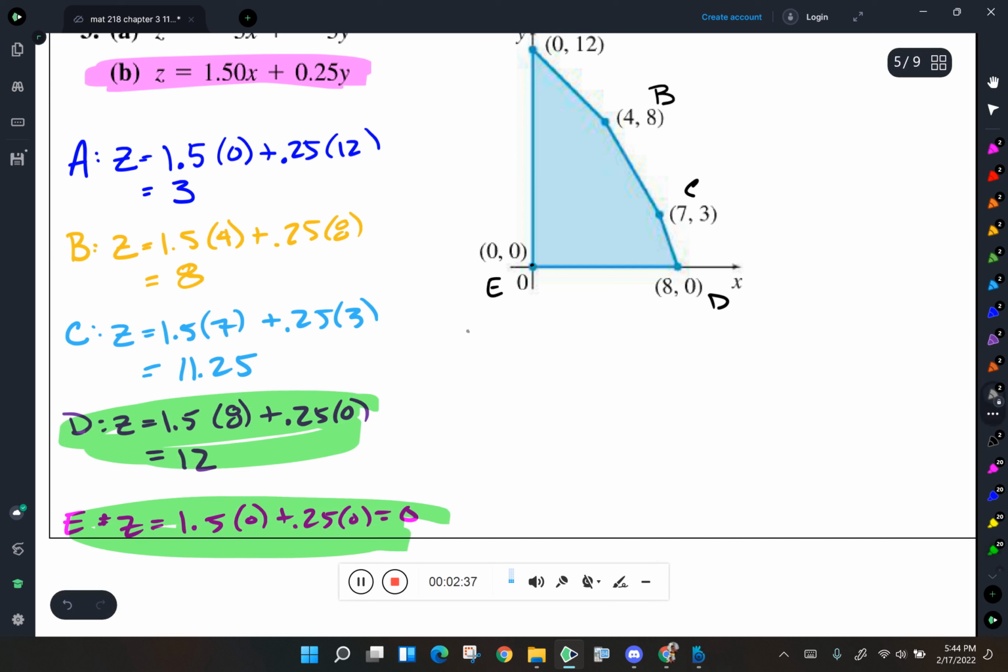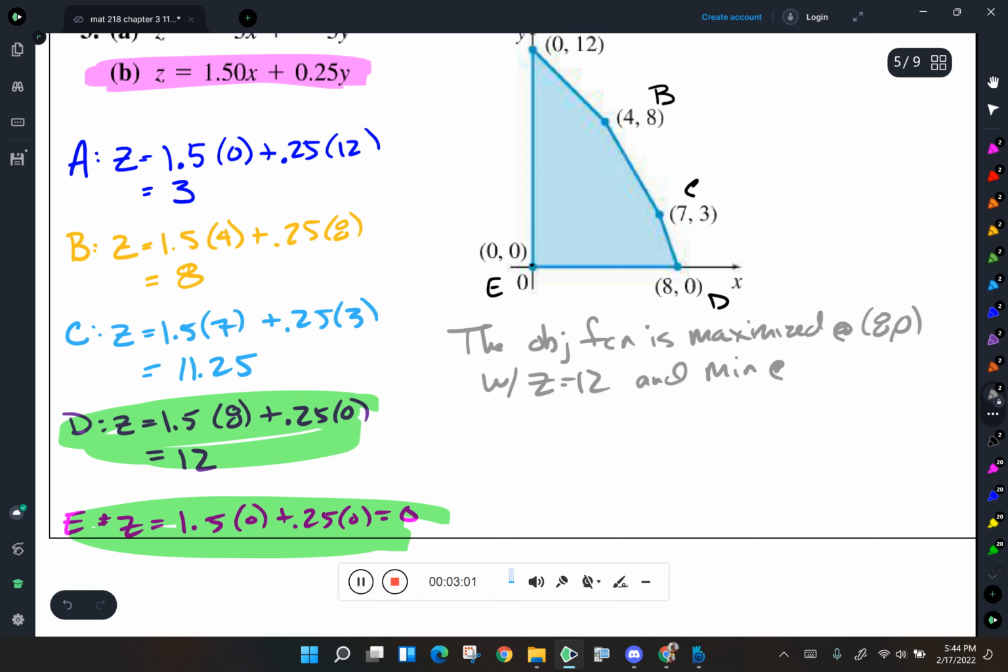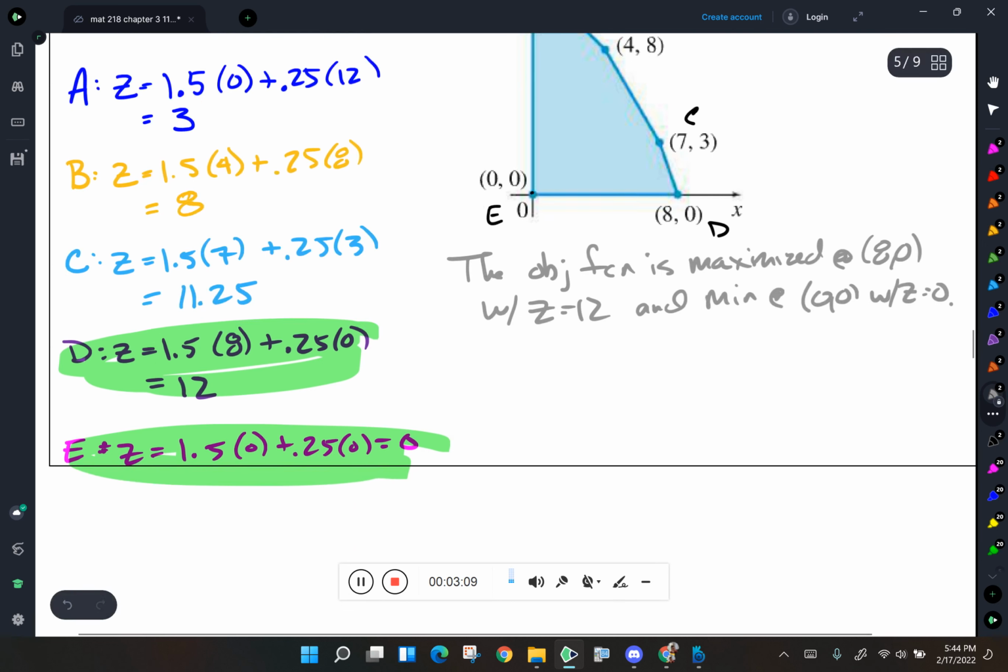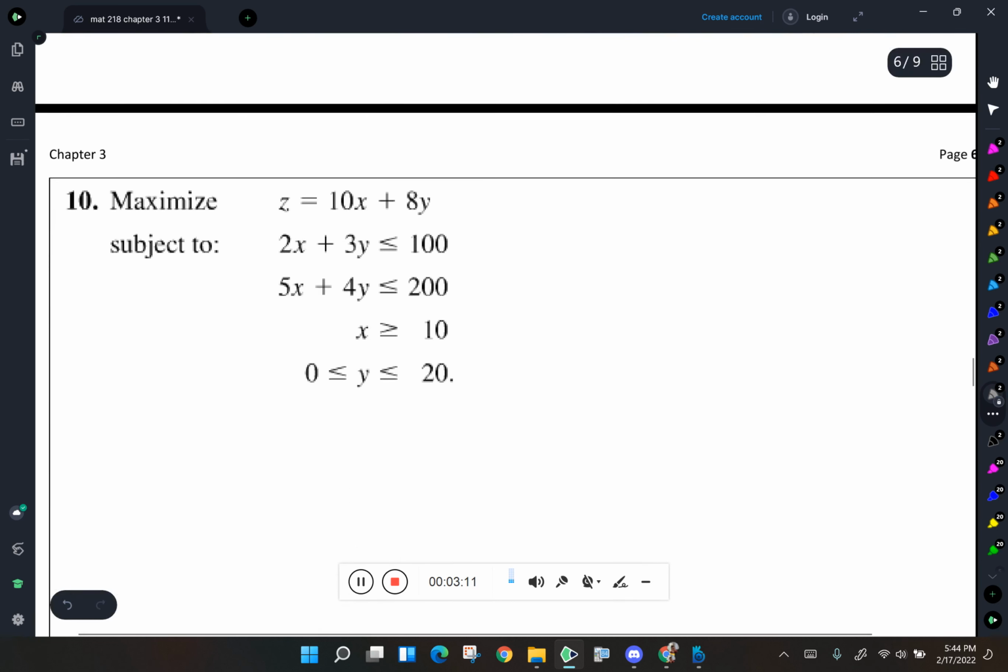So we would say that the objective function is maximized at, and where is it maximized at? Point D, okay, 8, 0. With z equal to 12 and minimized at 0, 0 with z equal to 0. Okay, not too bad. All right, let's take a look at the next one.